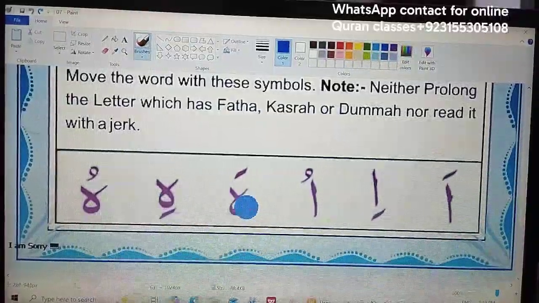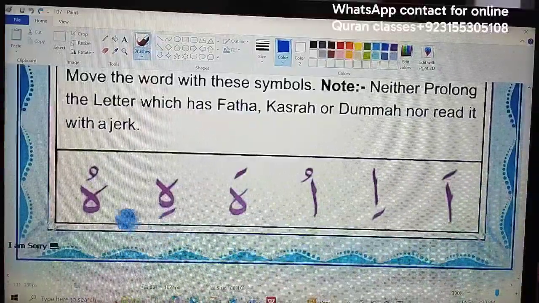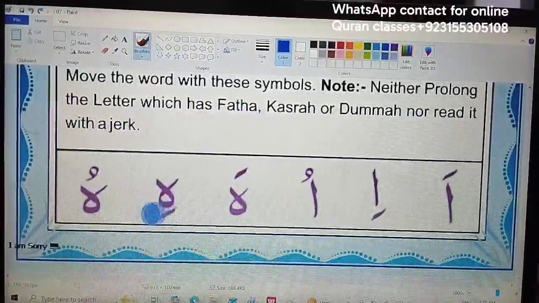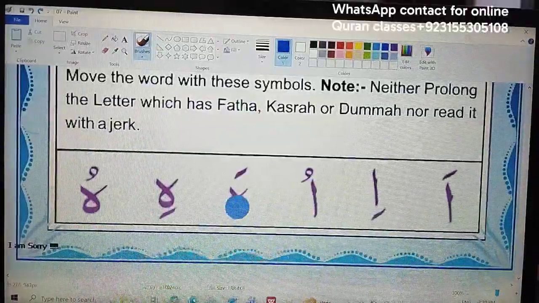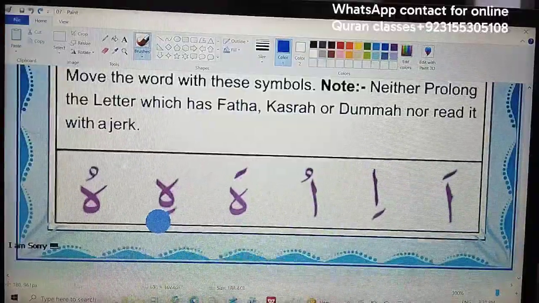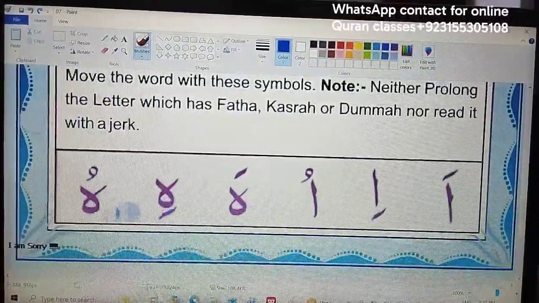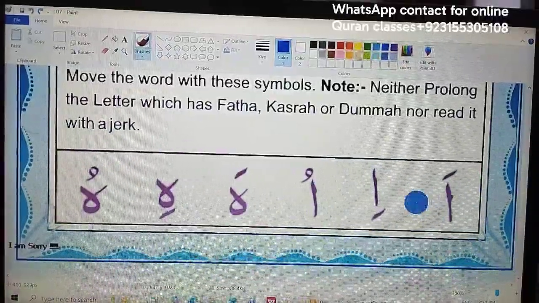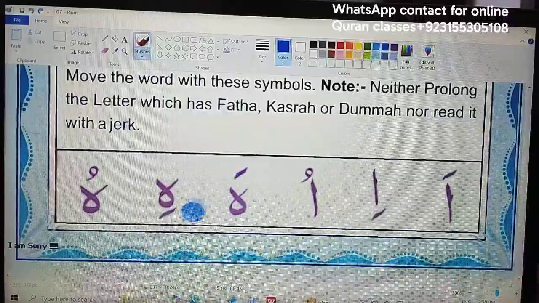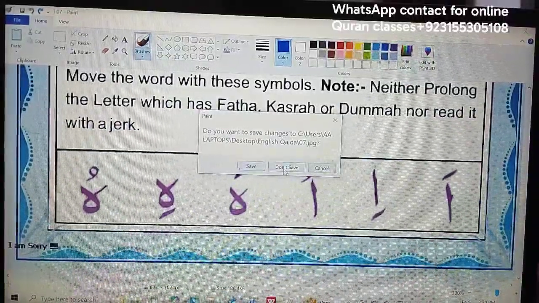Next one, ha, fatha, ha. Ha, kasra, hi. Ha, dhamma, hu. Ha, hi, hu. Again, ha, fatha, ha. Ha, kasra, hi. Ha, dhamma, hu. Ha, hi, hu. Now we read without spelling: a, e, u, ha, hi, hu. Now we go to the next page.